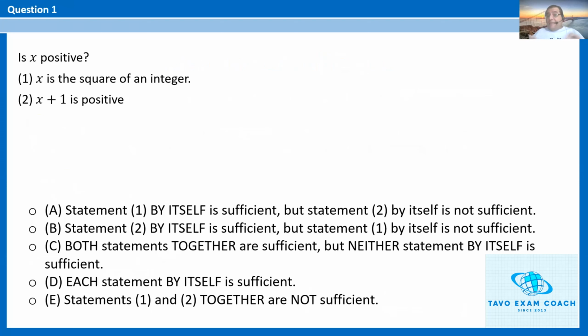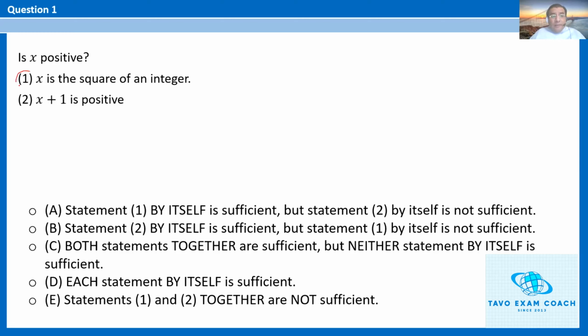The question says, is x positive? Statement 1 says x is the square of an integer. Statement 2, x plus 1 is positive. You have the 5 answer choices. We need to identify just one of them that is correct. So let's go over statement number 1.